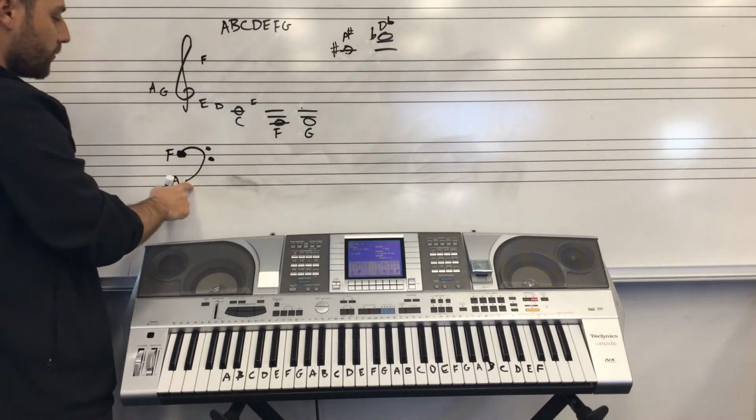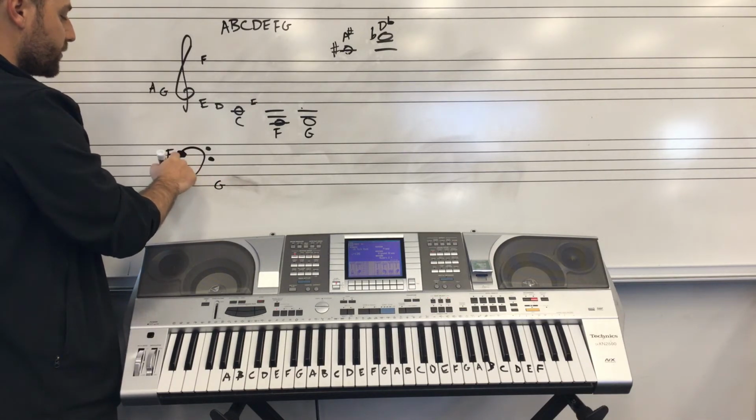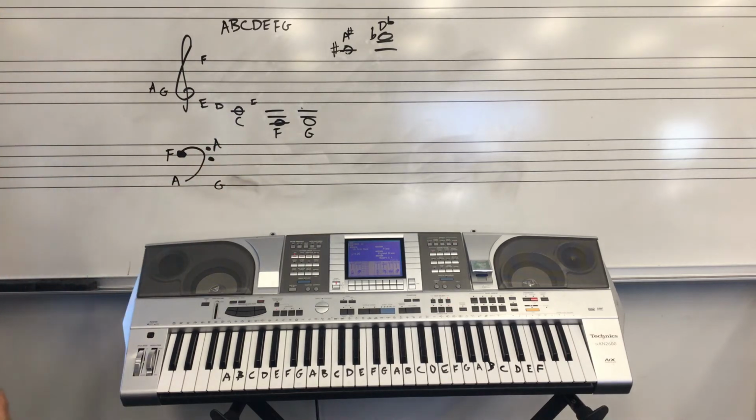So that would mean if we go down one, our bottom line is G. And let's just go up from F. So F is right here. F, G, A. Oh, our top line is A. That's another A. That's really nice.